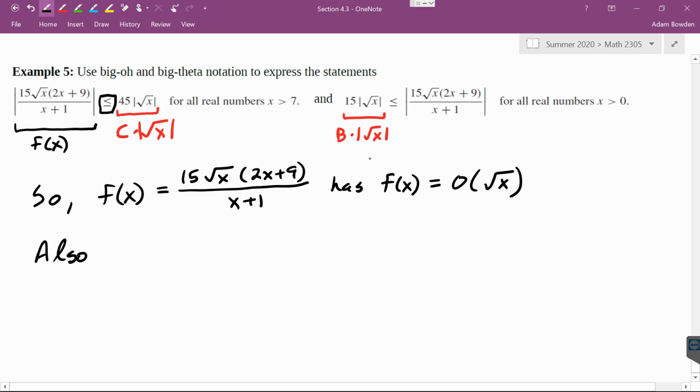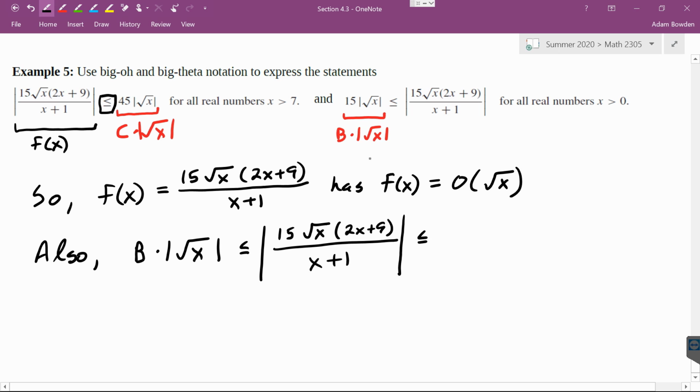Also, we can say that b times the absolute value square root of x is less than or equal to the absolute value of all this stuff here, and that's less than or equal to c times the absolute value of the square root of x. So in this case, since it sits between this one on the low side and this one on the high side, f of x is also big theta of the square root of x.